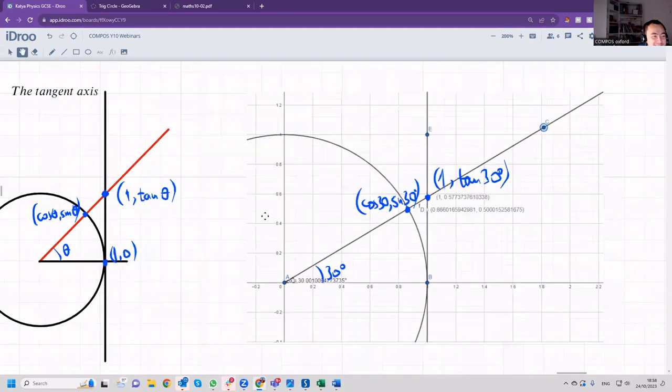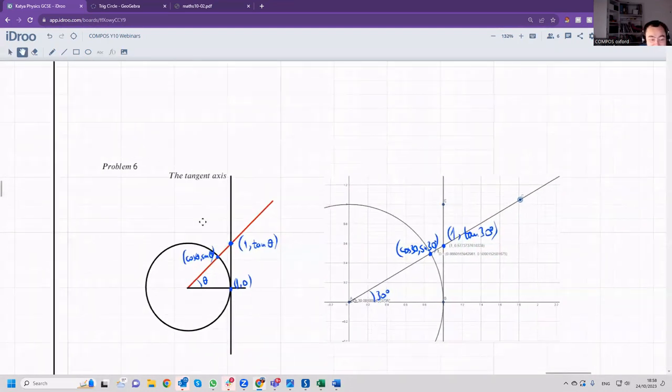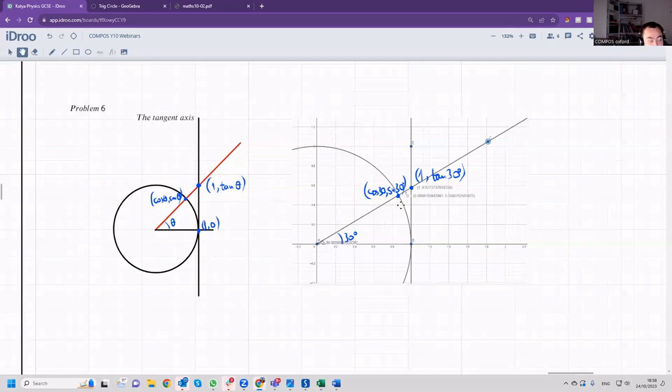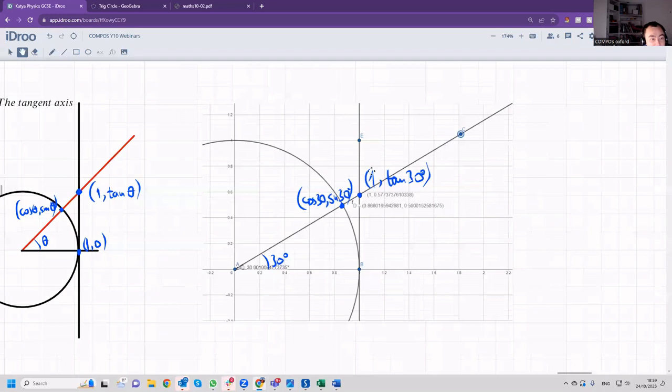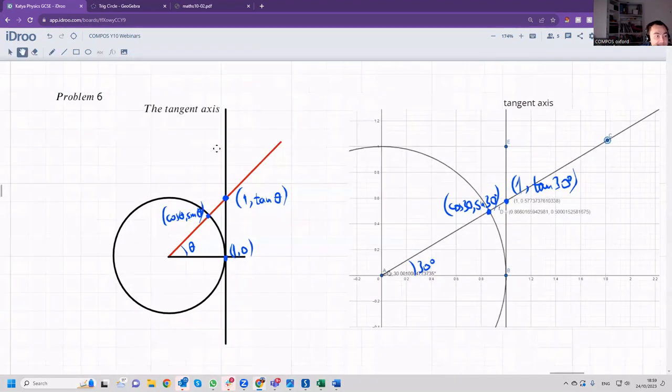Quite a few. Right. So this is what the tangent axis is all about. The proof is in the assignment. I'm not showing you the proof, I'm just showing you what it means. We call this the tangent axis, and that's the vertical line. The tangent axis is the line x equals 1.